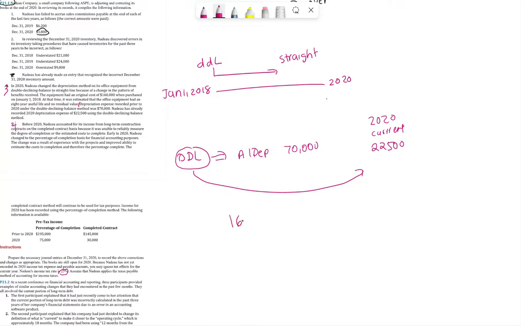So they want us to use a straight line method. The cost was 160,000, the residual value was 0, and the life of the asset was 8 years. They told us that 2 years have gone by. So how do we know that?